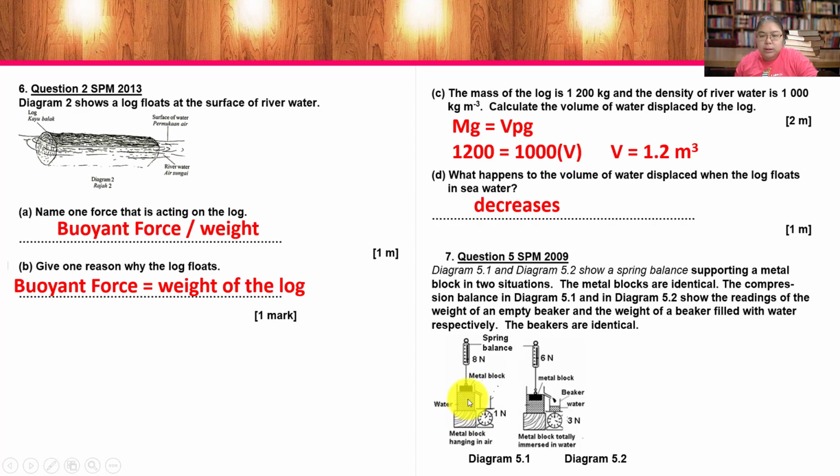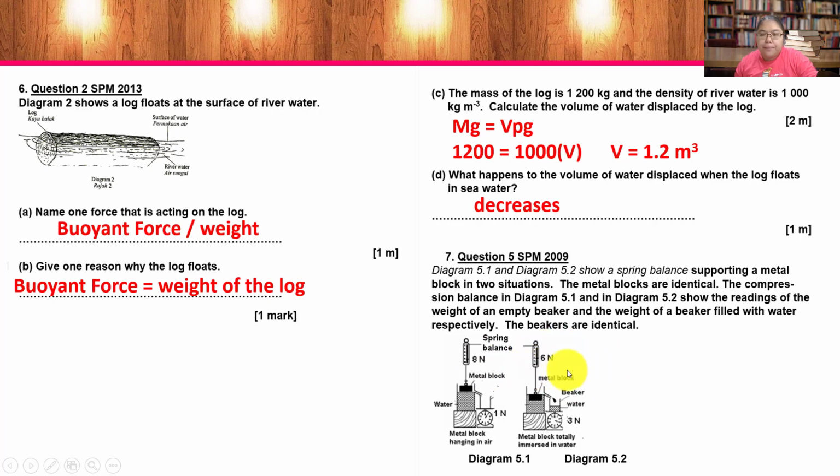Now, before you put it in the water, you need to see the weight of the beaker. The beaker is just 1 Newton. Now you put the whole metal block in the water. Now you find it becomes 3 Newton. Actually, the weight of water displaced by the block is 2 Newton only, because you need to subtract the beaker weight. The beakers are also identical. So now I know the actual weight is 8 Newton.